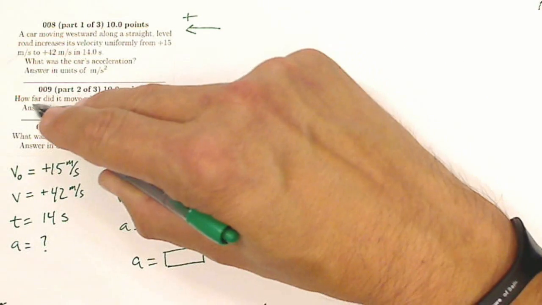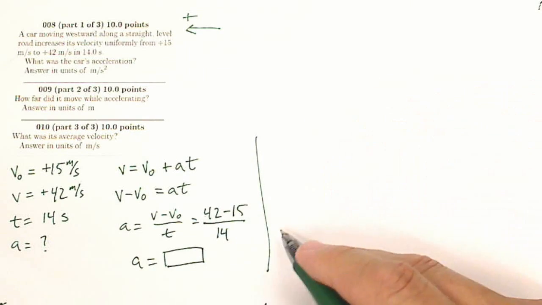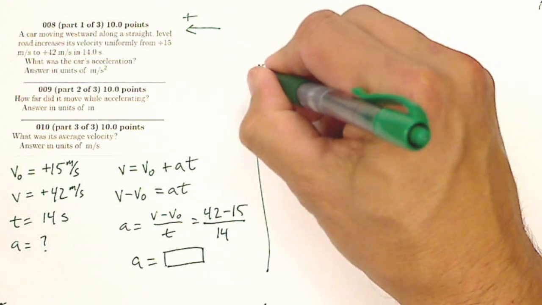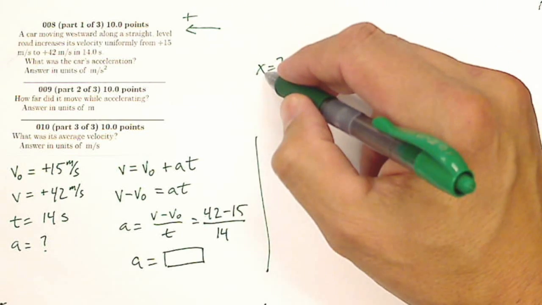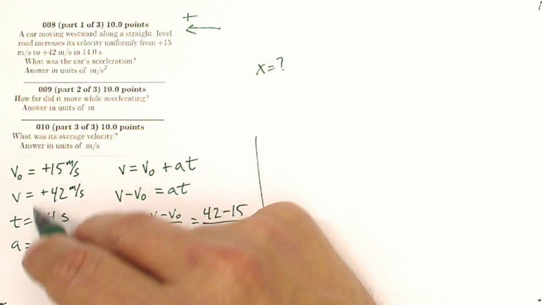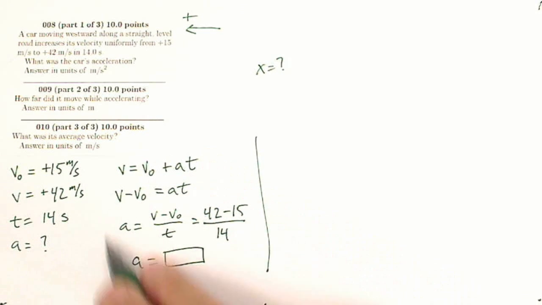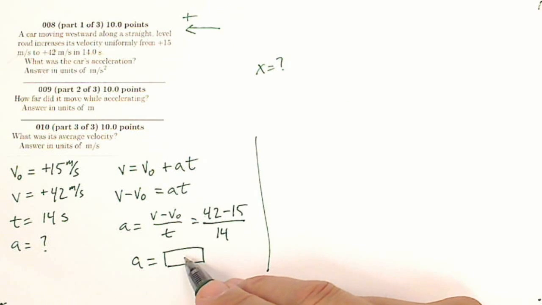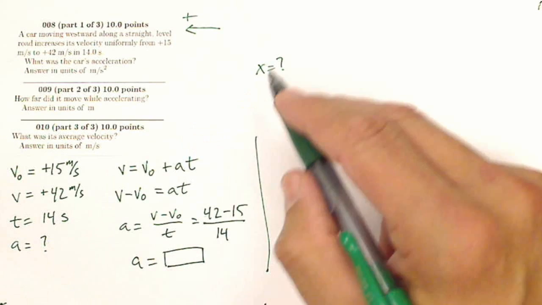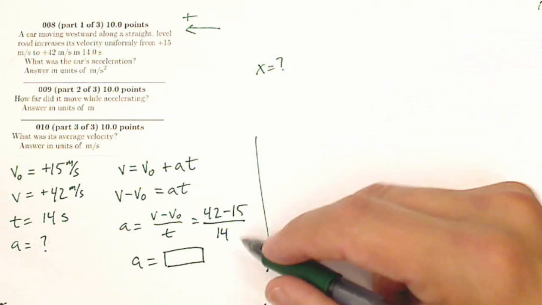The second question says, how far did it move while accelerating? Well, to answer that, I'm looking for my displacement is question mark. Can I solve for displacement when I have initial velocity, final velocity, and time? I'm going to find the equation without acceleration just because I want to be able to solve question 9 without even solving question number 8. Now, you really could pick any equation with acceleration in it and position in it. Since you've got initial velocity, final velocity, and time, you can use any equation you want.